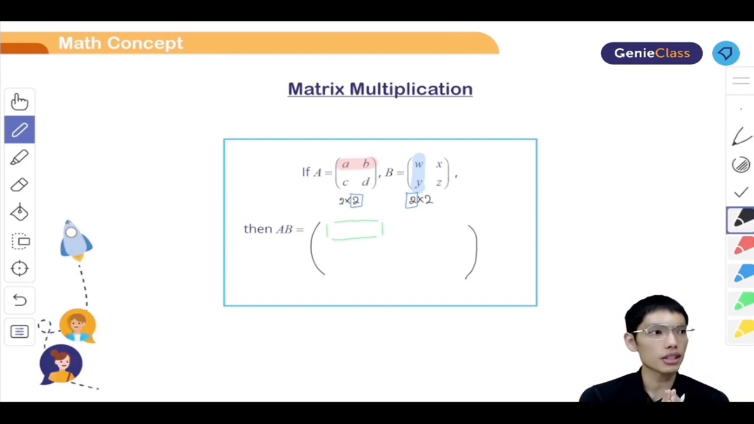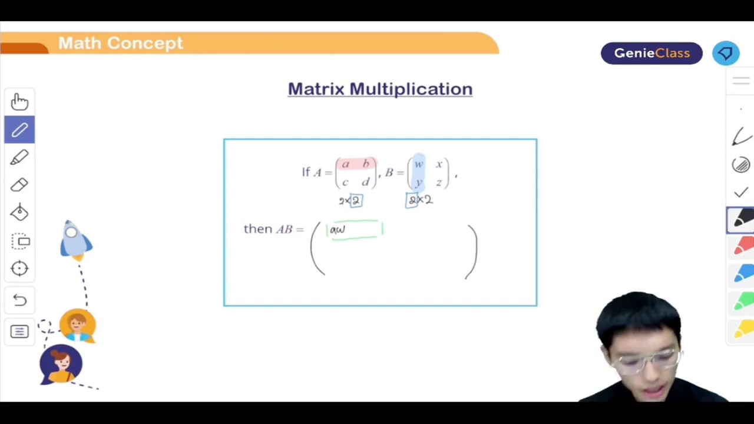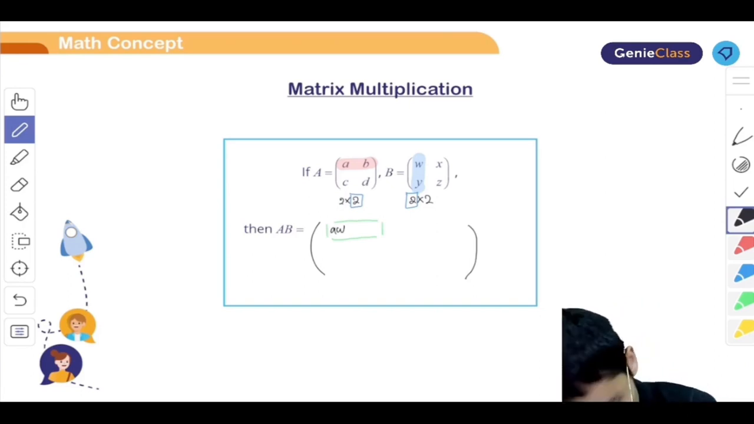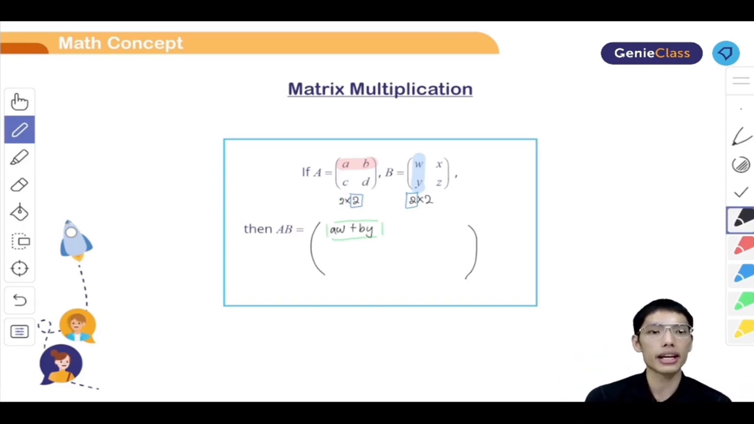Okay, but good job, Zing and Denise. In this case, A will go with W, first entry, top with top, and then B with Y, bottom and bottom. Following this analogy, first row, second column.